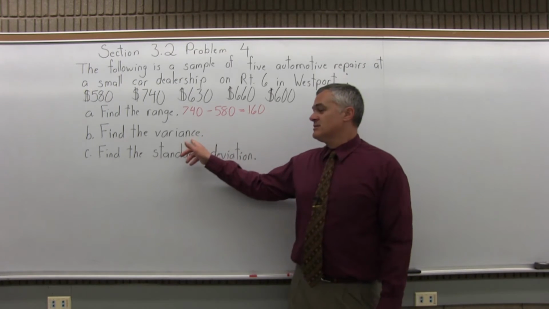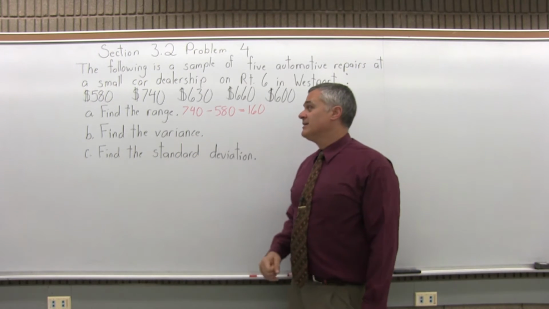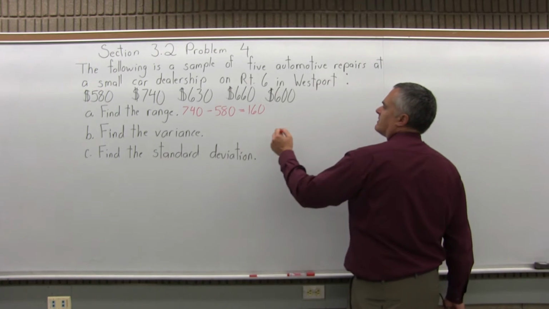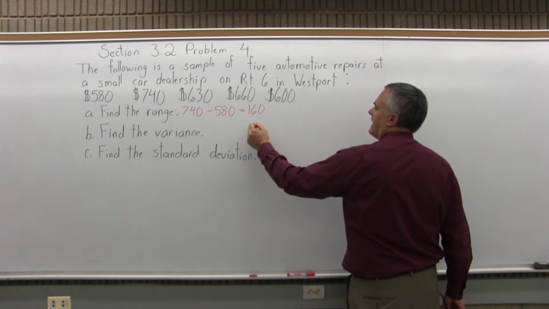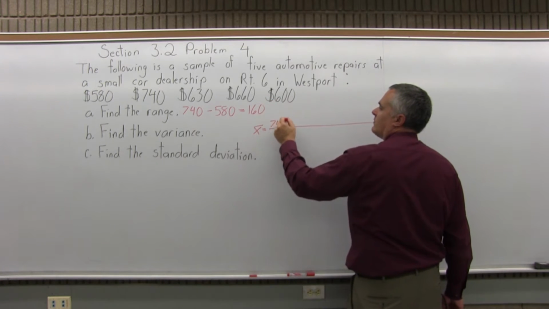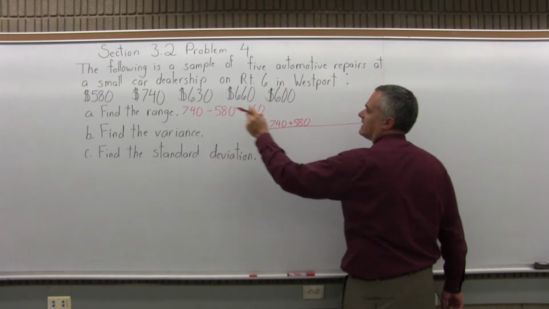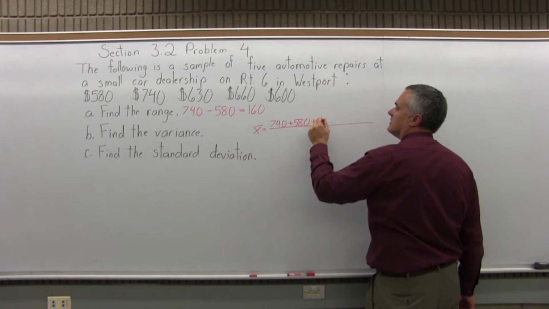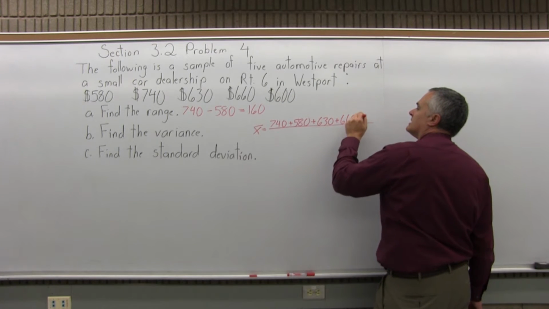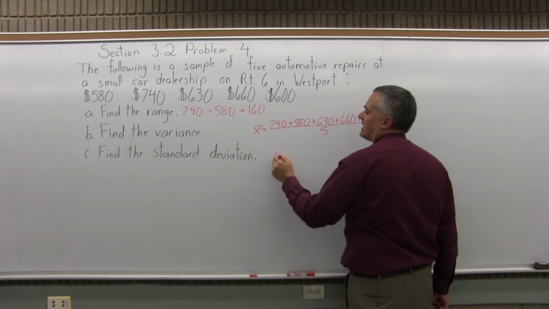Find the variance. So the variance, you have to use the 4-step process to find the variance. Step 1, find the mean, label it x bar. So x bar equals, we will add 740. Oops, I forgot the 580. That's okay. We don't have to write them in order. 580 plus 630 plus 660 plus 600. And we'll divide that by 5 because I have 5 data values.